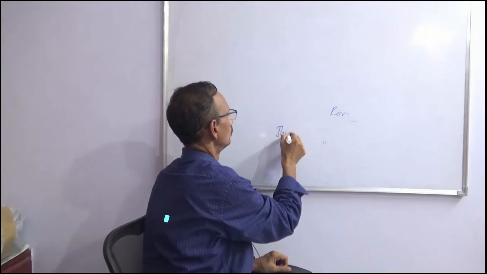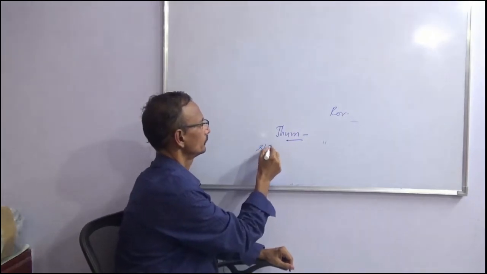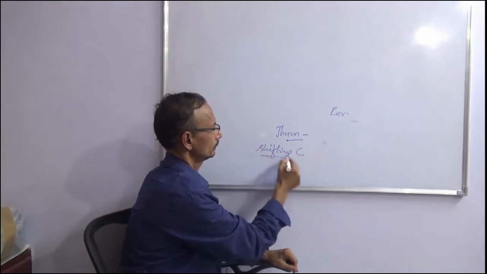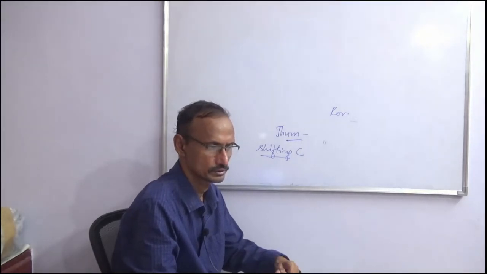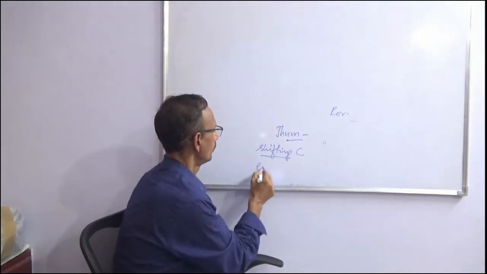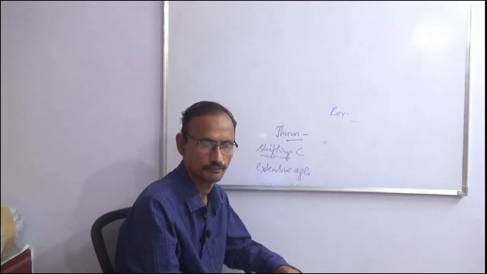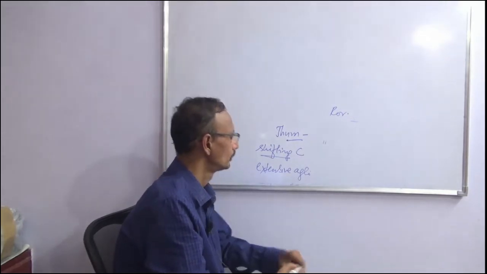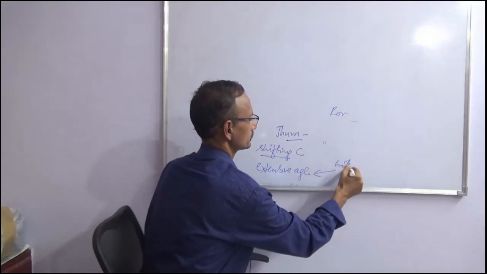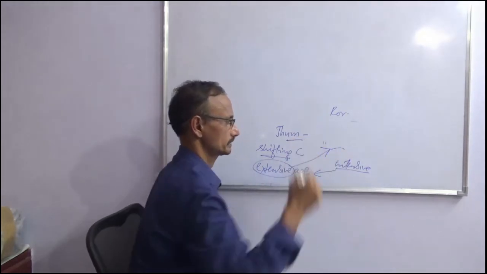Let us do Jhum cultivation. Jhum cultivation is also called shifting cultivation. What is shifting in this? It is also called extensive agriculture. Extensive agriculture came before intensive agriculture. Extensive first, and then intensive next.